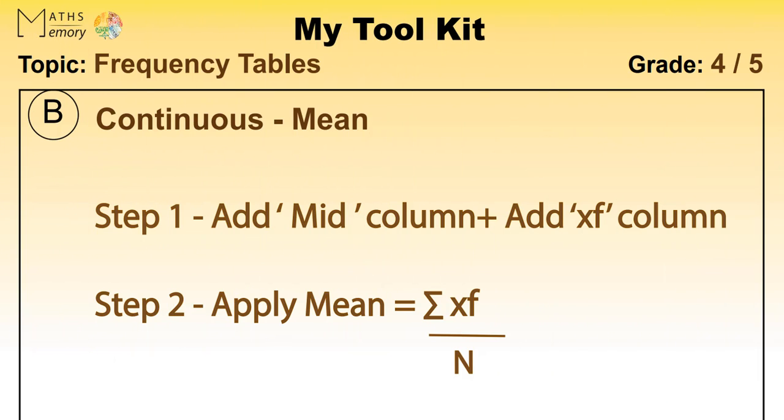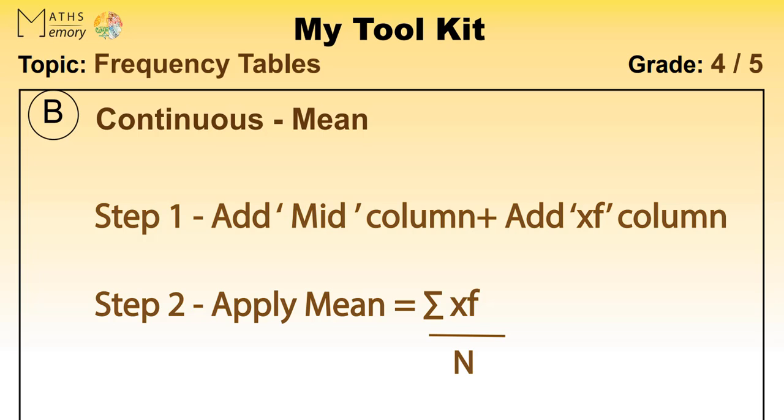So you have just learned how to calculate the mean from continuous data with respect to a frequency table. Again, there are 2 steps to this. You added a first column called the mid value column, and secondly, you added an XF column, your third and fourth columns respectively. Once you did this, you applied the mean formula, which is sigma XF over n, which basically means your fourth column added up divided by your second column.